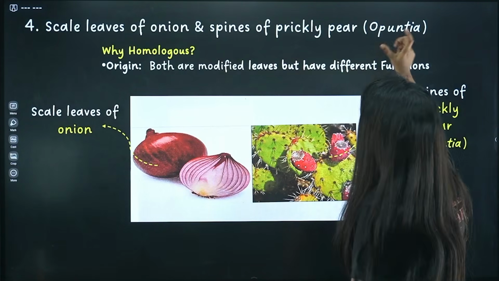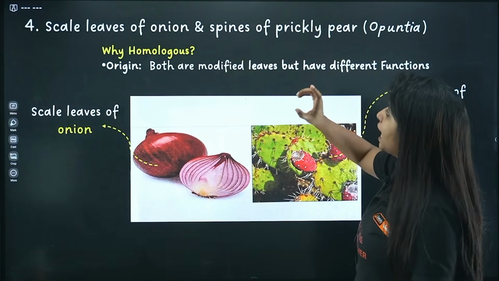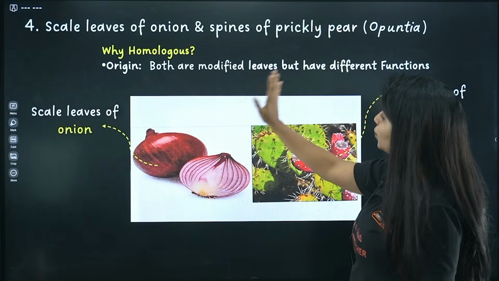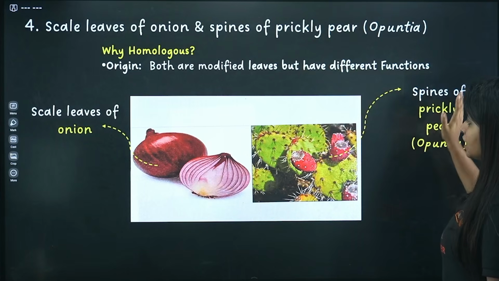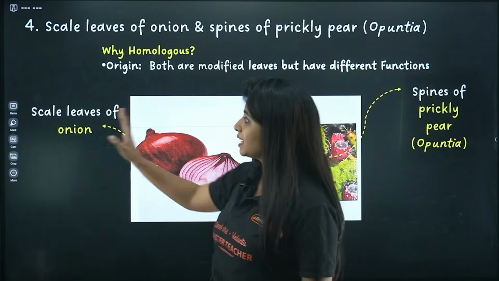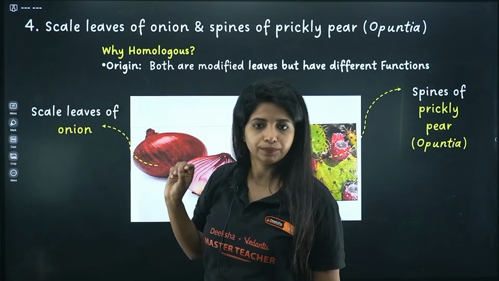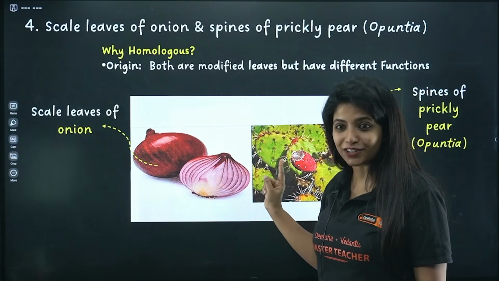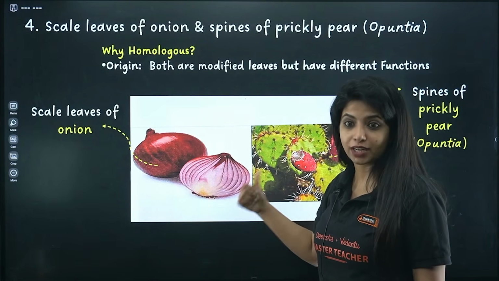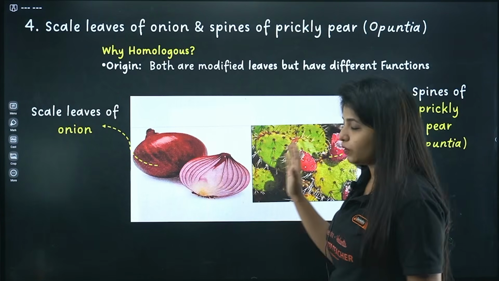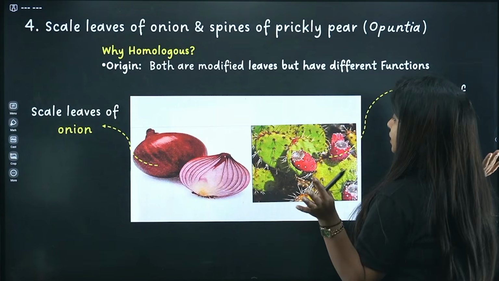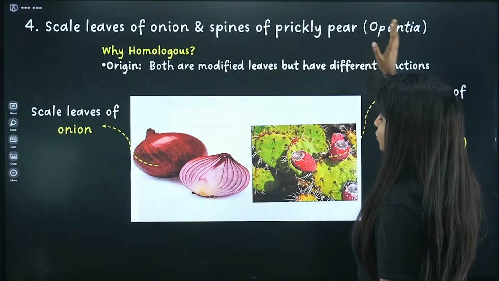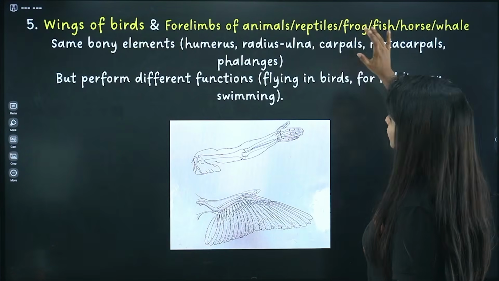So onion and opuntia, you can remember like that, and it is also known as prickly pear. So both are modified leaves but have different functions. Spines in prickly pear for protection and scaly leaves of onion for storage. Both have the same origin. That is why they are homologous, but functions are totally different. Got it? So if you see that functionally they are totally different, just understand it is homologous. Okay? So scaly leaves of onion and spines of prickly pear, opuntia.